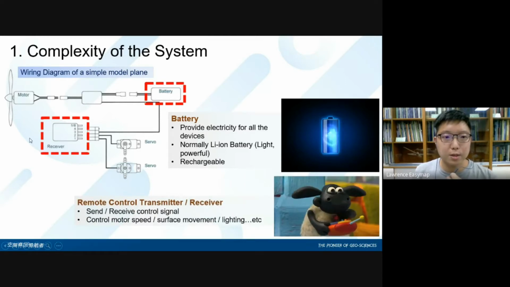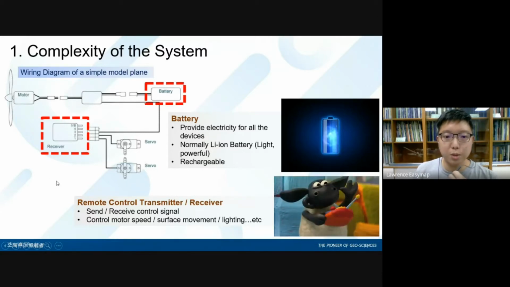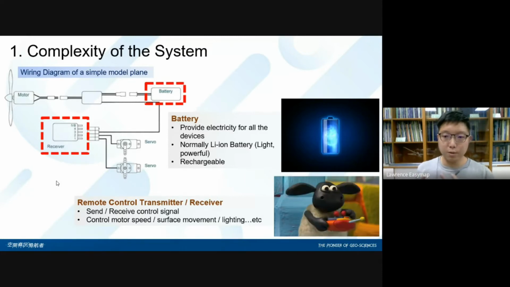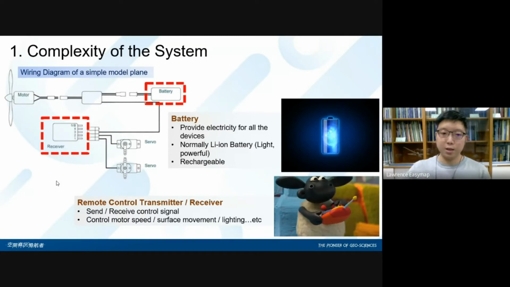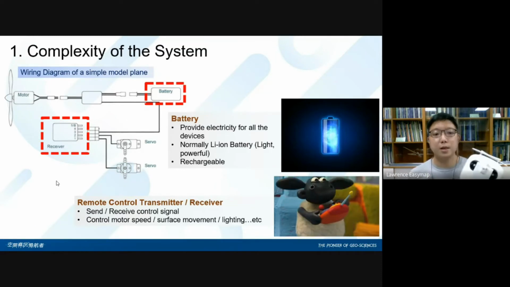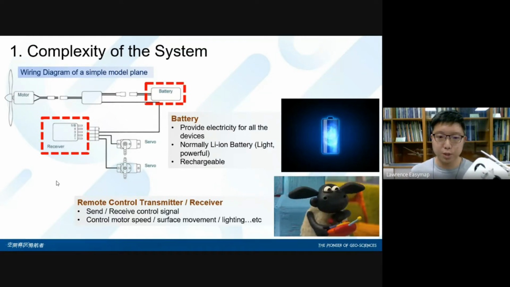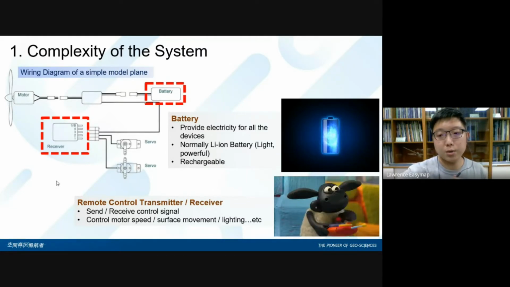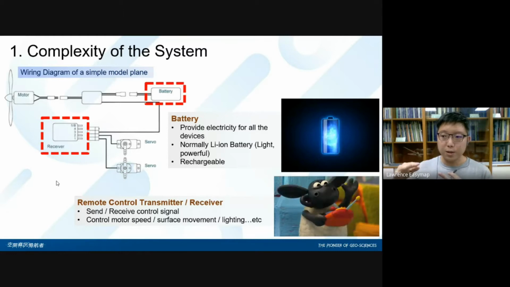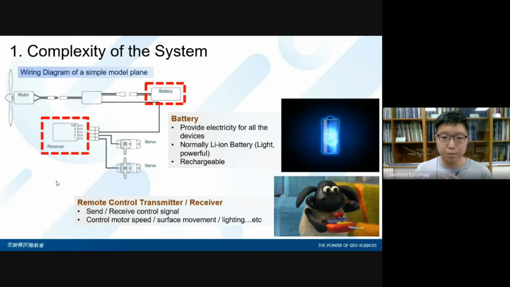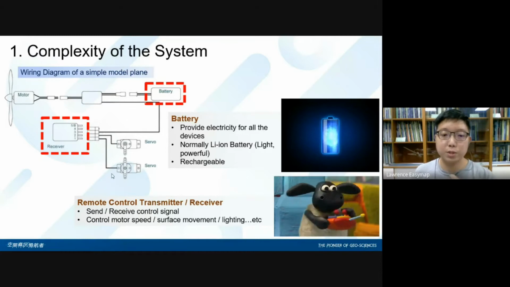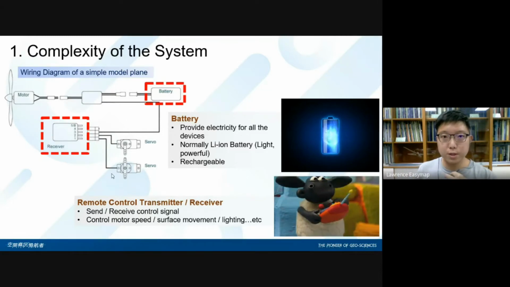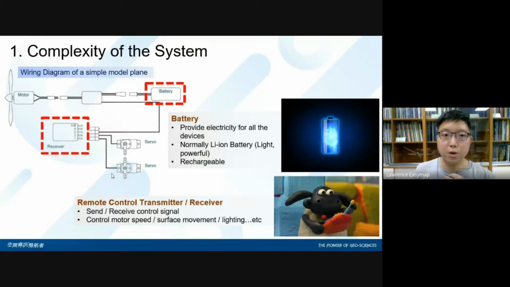Okay, the second important element is the remote control transmitter and also the receiver. It is a pair of equipment, just like this one. It sends out the control signal from the controller, and the receiver will receive those electronic signals and then put the action into the plane. So it can control the speed of the motor, the control surfaces, and even the on and off of all the lightings.